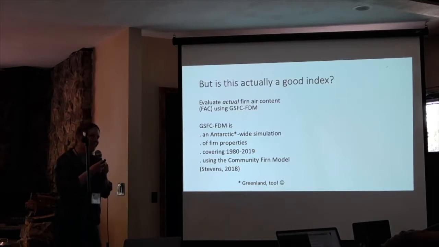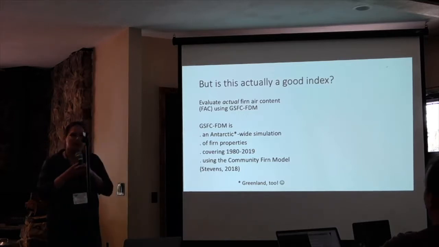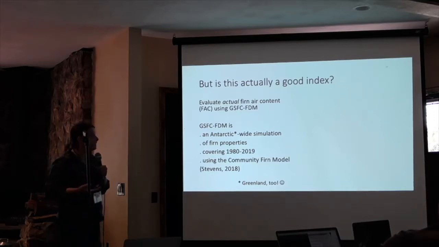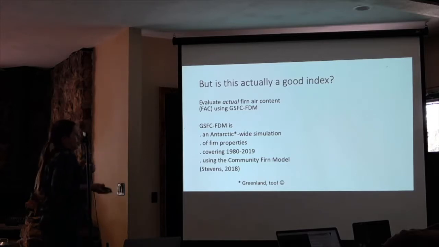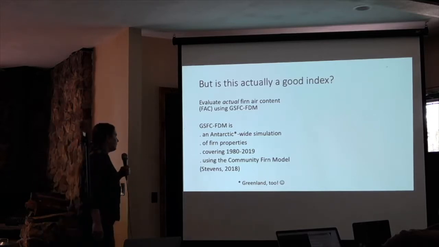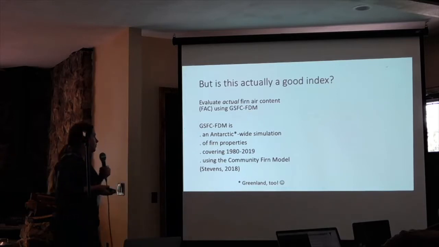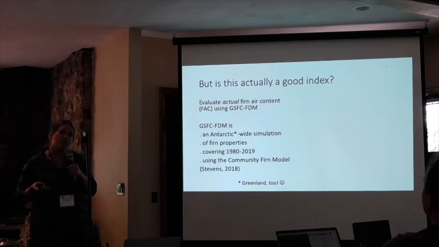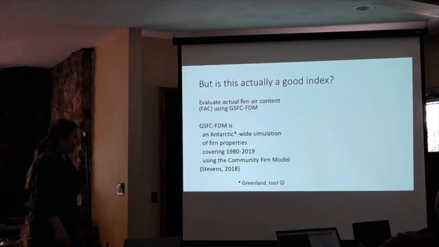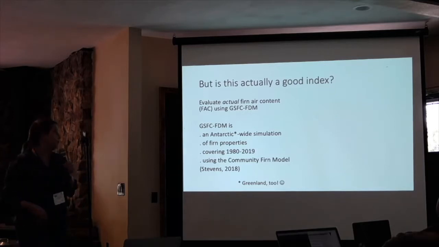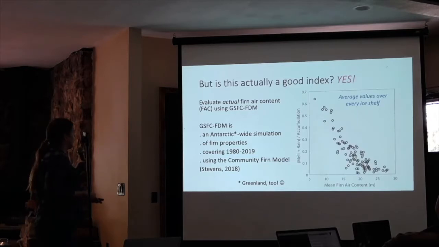So is this actually a good index? What I'm going to do here is use firn model simulations of the actual pore space to compare with the vulnerability index, just to give us an idea of whether this is somewhat reasonable. In support of ICESat-2, we created this GSFC-FDM, which is a fully Antarctic-wide and Greenland simulation of firn properties from 1980 to 2019. It uses the Community Firn Model, and this is also available if anyone wants to contact me.